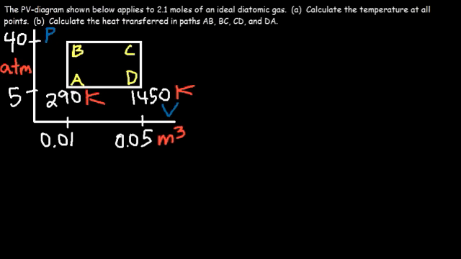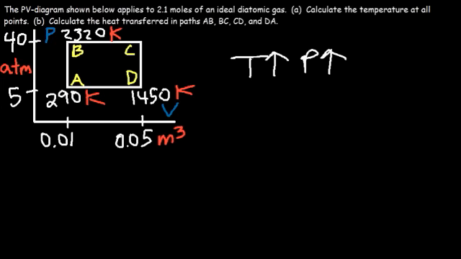Now what about the temperature at point B? Notice that the pressure increases from 5 to 40 going from A to B. So 40 divided by 5 is 8. So the pressure increases by a factor of 8. At constant volume, if you increase the temperature, the pressure will increase proportionally. That means that we have to increase this value by a factor of 8. 290 times 8 is equal to 2320 Kelvin.